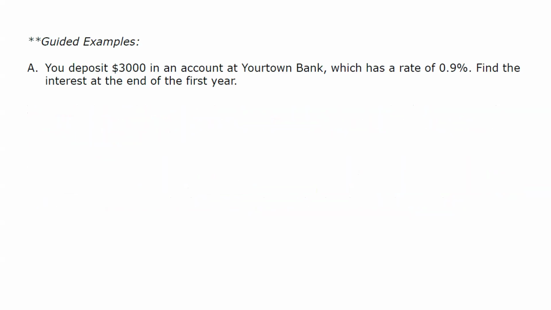Let's do some guided examples. So let's say you deposited $3,000 in an account at your town bank, which has an interest rate of 0.9%. We want to find the interest at the end of the first year. So our principal here would be the 3,000. Our rate would be the 0.9%, but written as a decimal would be 0.009. And time would be 1 because we want to know the interest in the first year.